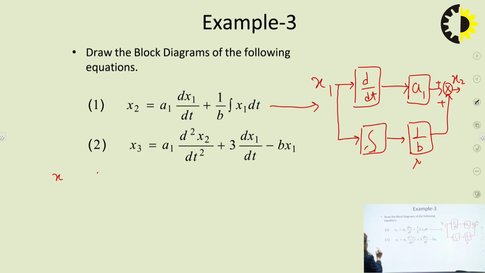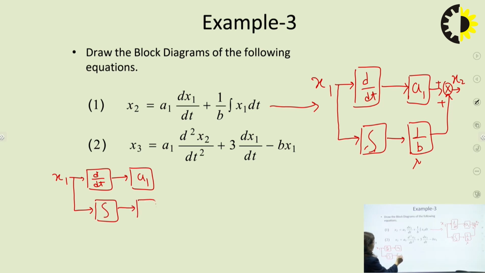x1 is passed through a differentiator block d by dt, then an a1 block. Then this x1 is passed through an integral block, then a gain block 1 by b, and then these two values are added to generate x2. Now using these two signals x1 and x2, we will generate x3.